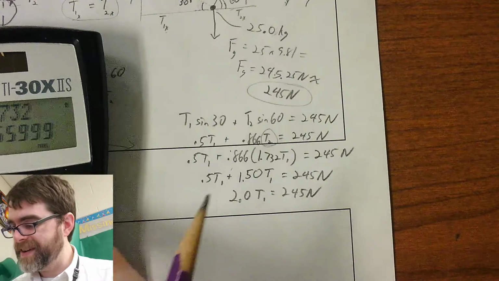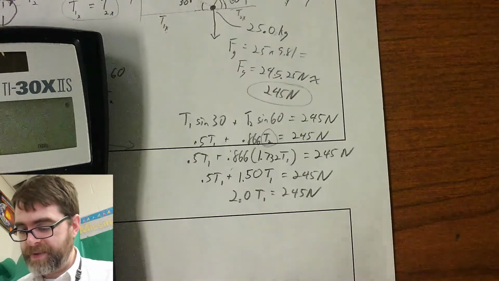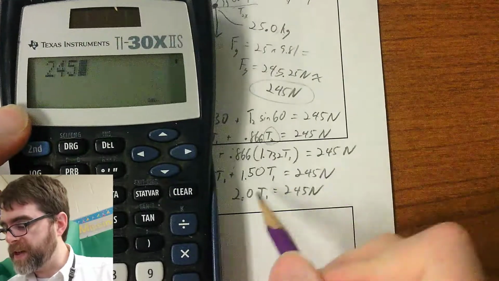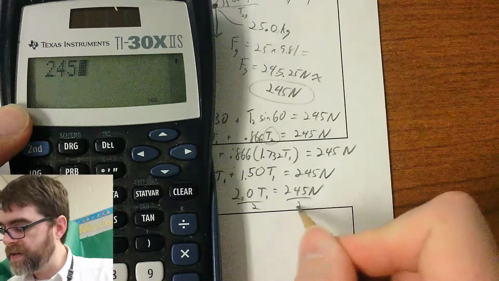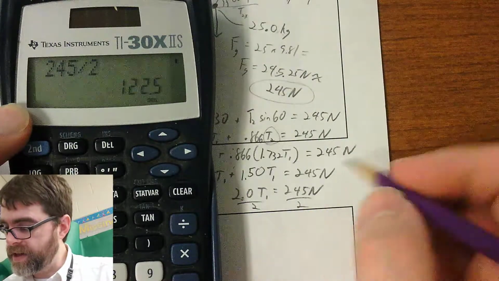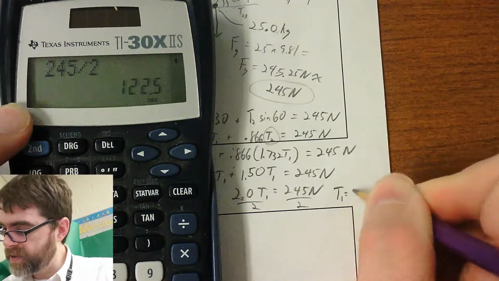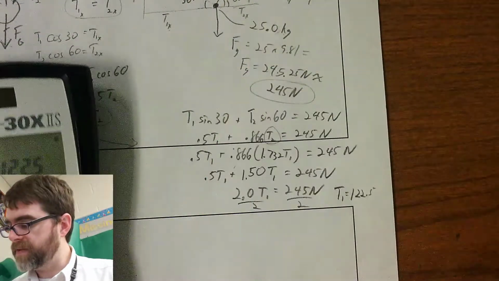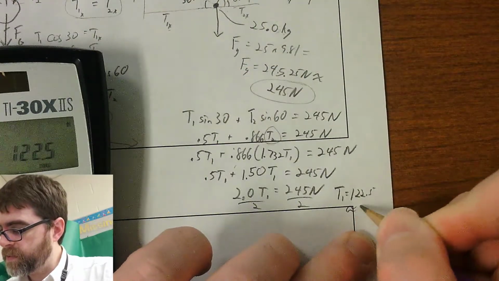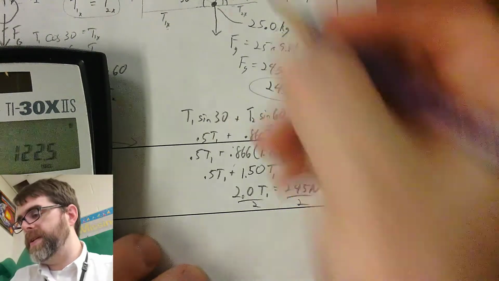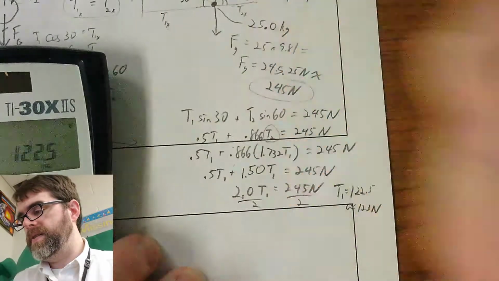And you can see here now if we have 245 newtons, we're going to divide both sides by 2. And we get that t1 is equal to 122.5, and let's see here, we had 3 sig figs originally, so we're going to call that 123 newtons. So t1 is 123 newtons.